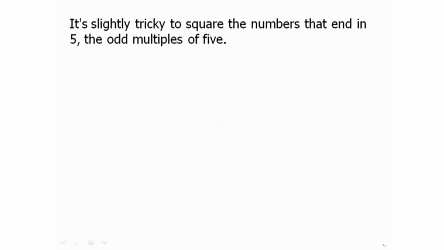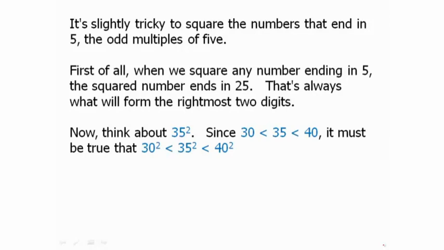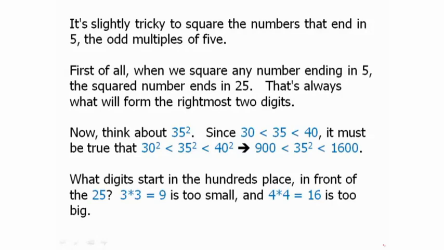Now it's slightly trickier to square the numbers that end in 5, the odd multiples of 5. First of all, when we square any number ending in 5, the squared number ends in 25. That's always what will form the rightmost two digits. So that's important. So it's just a matter of finding the stuff that goes in front of 25. Now think about 35 squared. Since 35 is between 30 and 40, it must be true that 35 squared is between 30 squared and 40 squared. So in other words, 35 squared would have to be between 900 and 1600.